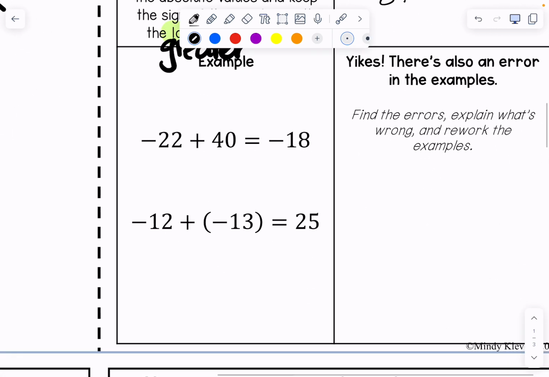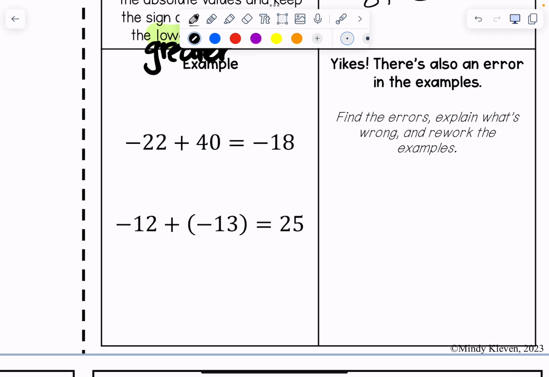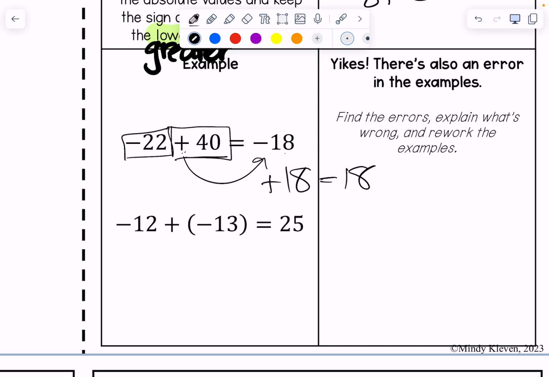So let's look at these examples. There's some errors in these examples, so we're going to fix them. So -22 plus 40 would equal -18. So when we look at these, I'm going to ask myself if I have same signs or different signs. Here I notice that I have different signs. So I have -22 and I have +40. If I'm going to combine those, I'm going to end up subtracting them to get 18. But here, because I have more positives than negatives, I'm going to end up with +18, or just 18.